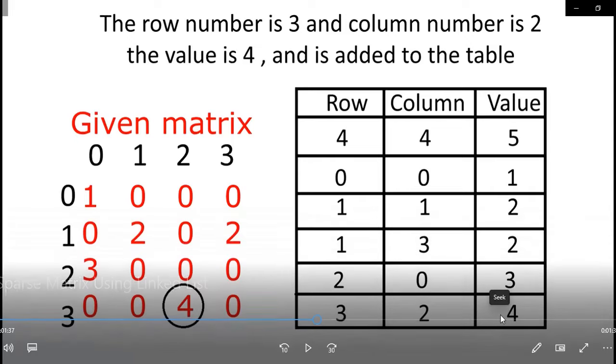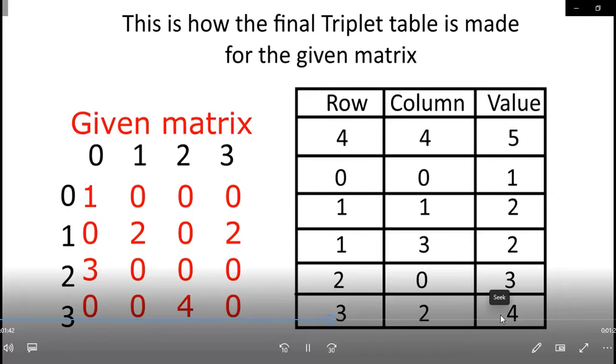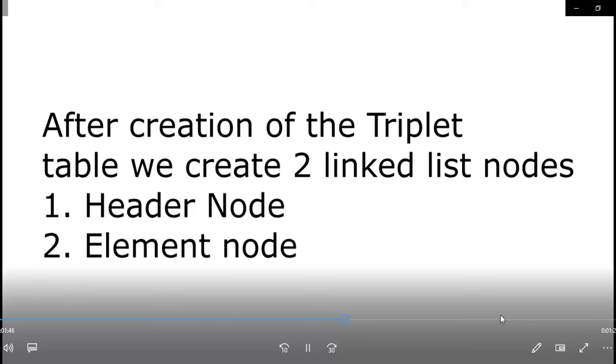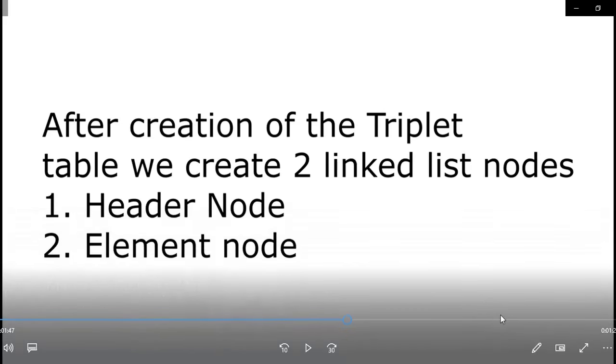We have seen this many times, so hope you have understood it better in this video. This is the final triplet table. Next we need to create the two linked list nodes. One is the header node and the second is the element node.